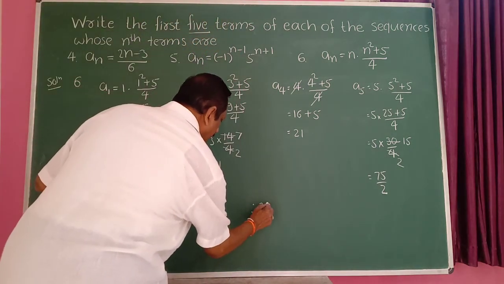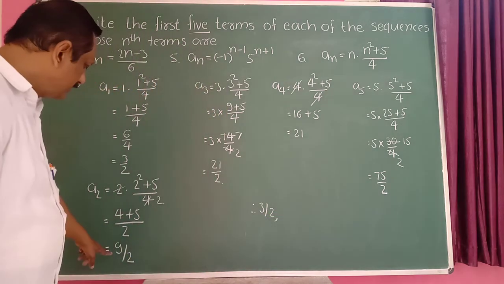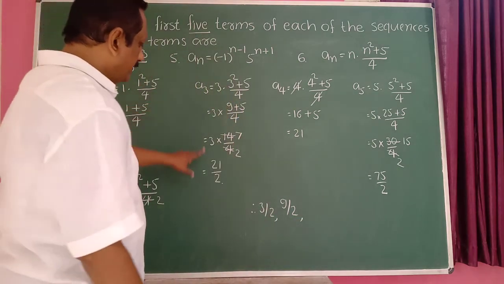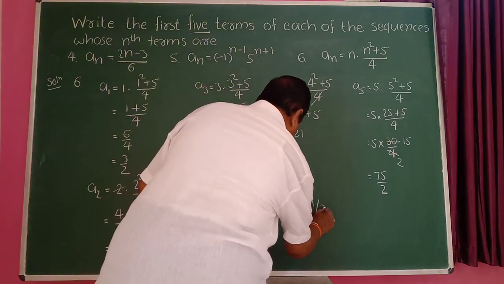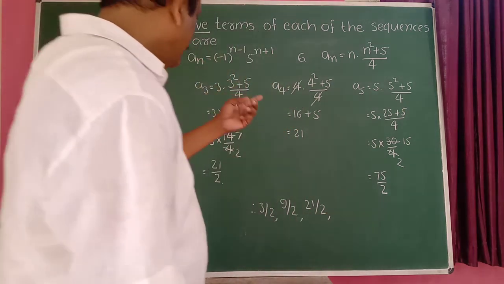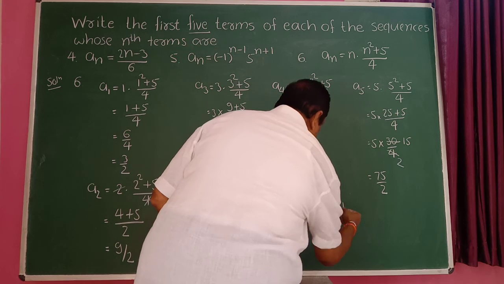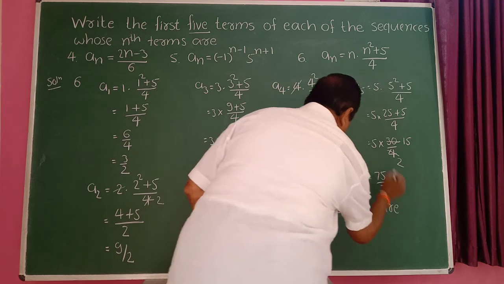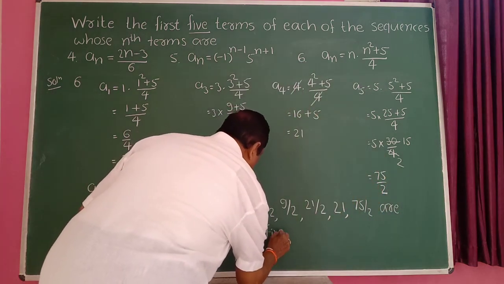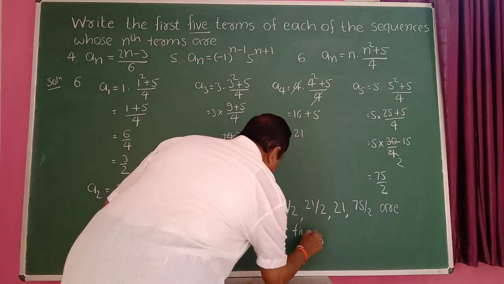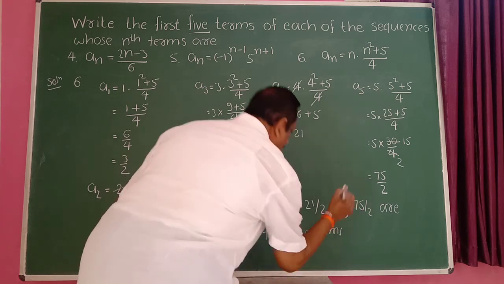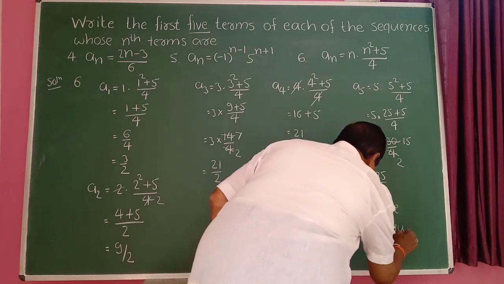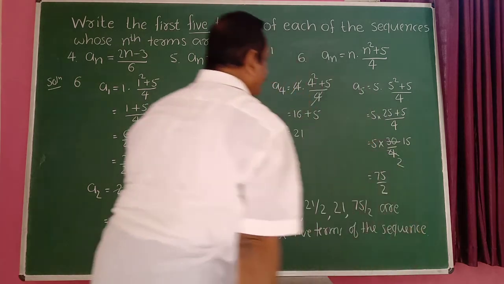Therefore, the first term is 3 divided by 2, the second term is 9 divided by 2, the third term is 21 divided by 2, the fourth term is 21, and the fifth term is 75 divided by 2. These are the first 5 terms of the sequence.